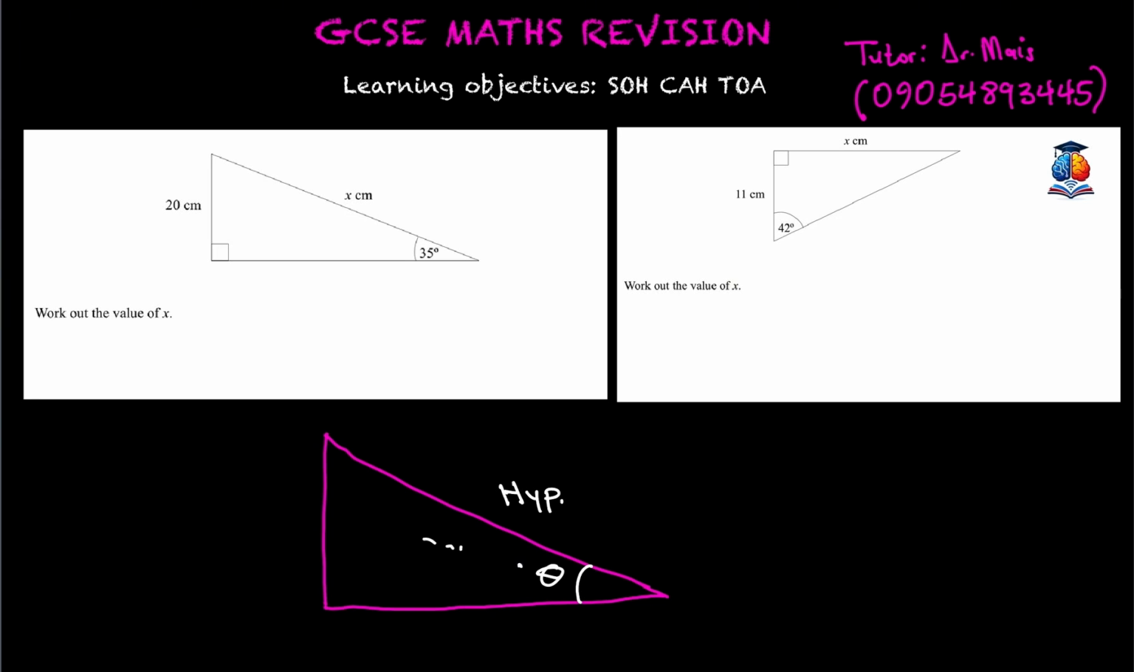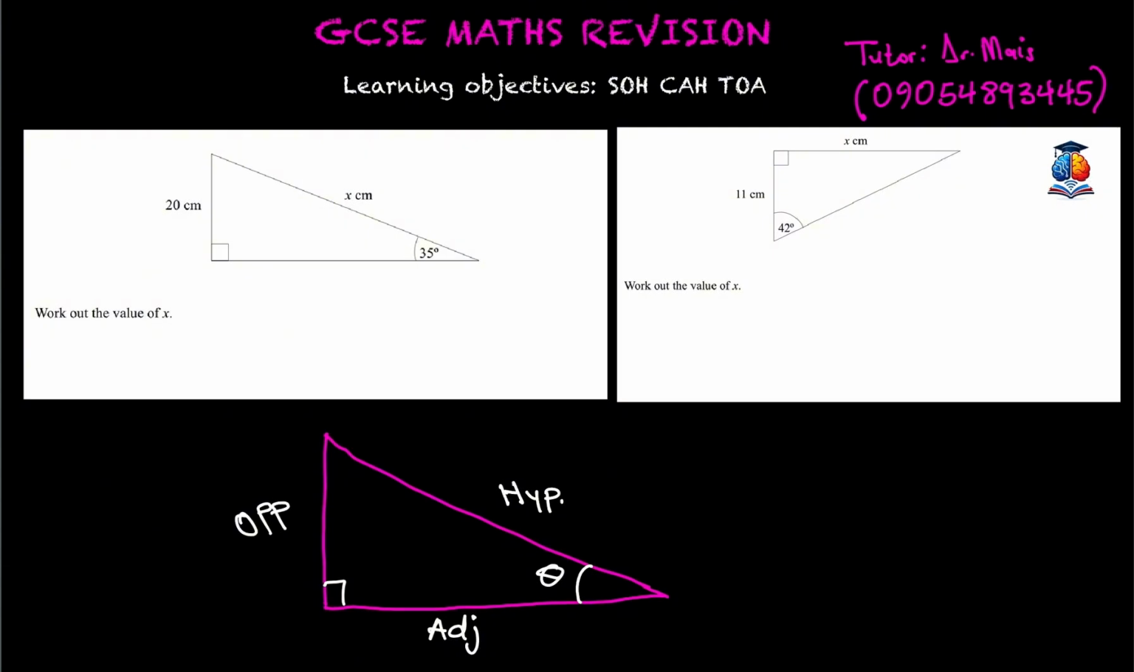is the opposite. So in this example now, this side is the opposite, and this one at the bottom is the adjacent. All right, so that's all. Once you are able to identify the three sides and the angle, the work is done. Then you can now apply Sohcahtoa.